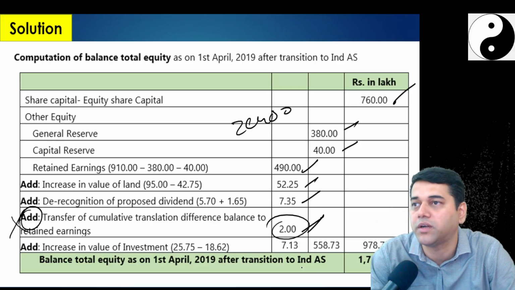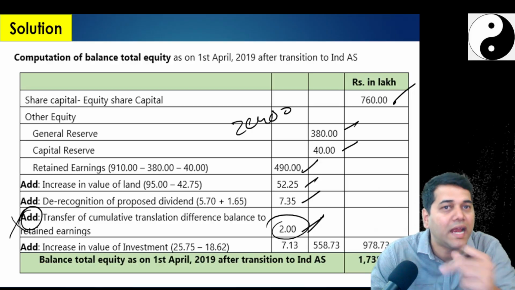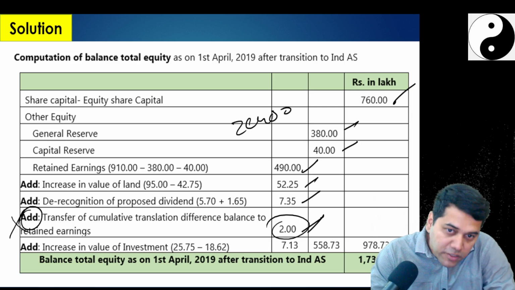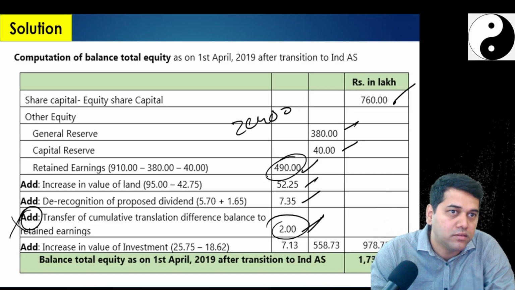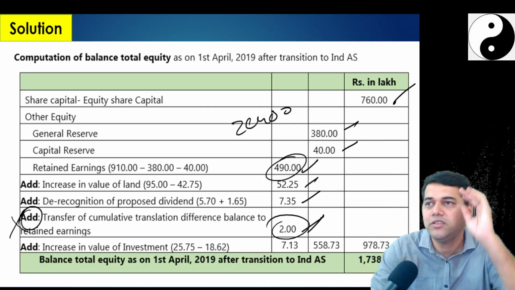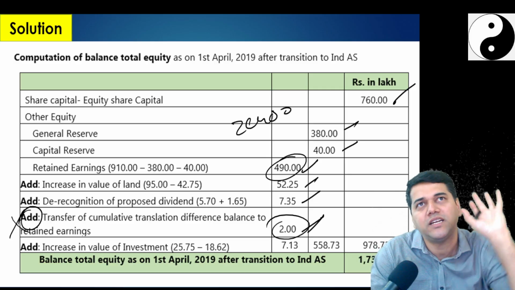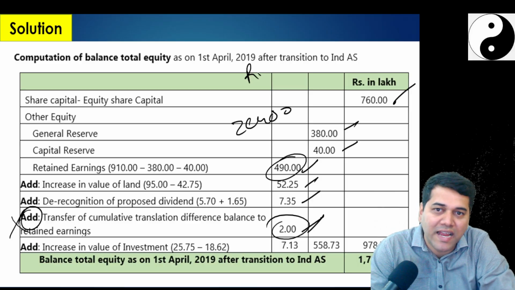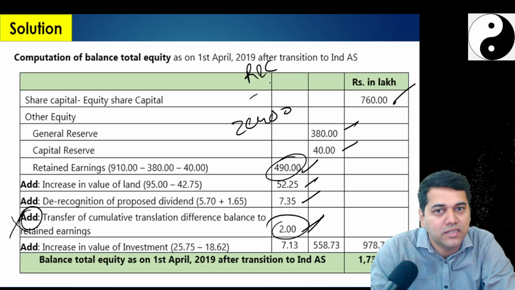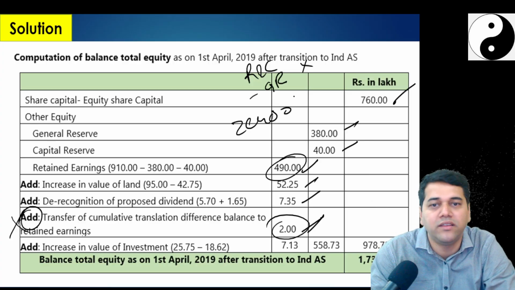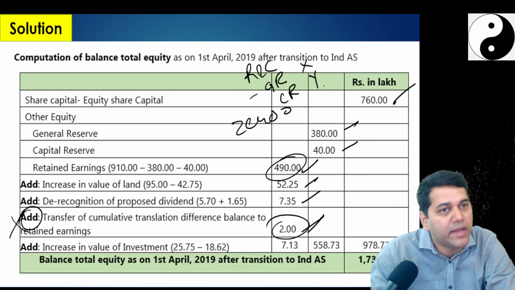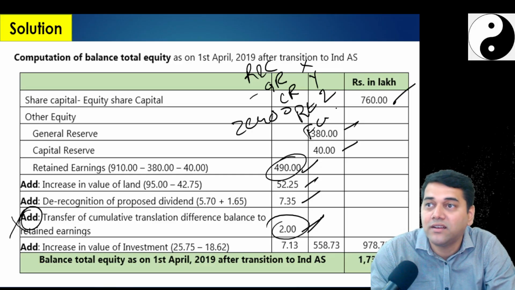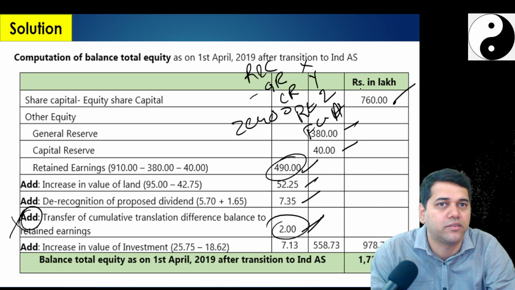Now one more problem comes. If I am going to add it, where am I going to deduct it from? Was it part of your retained earnings? No. Just think with common sense: under the accounting standard, how would it have looked? It would have looked like reserves and surplus: general reserve, X balance; capital reserve, Y balance; retained earnings, Z balance; FCTR, whatever, ABC balance.